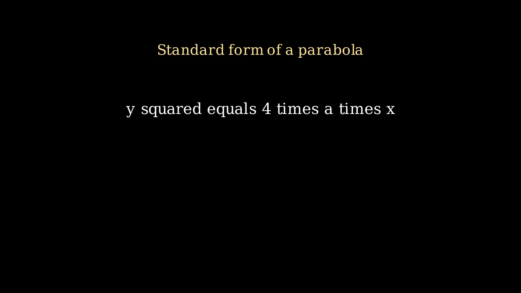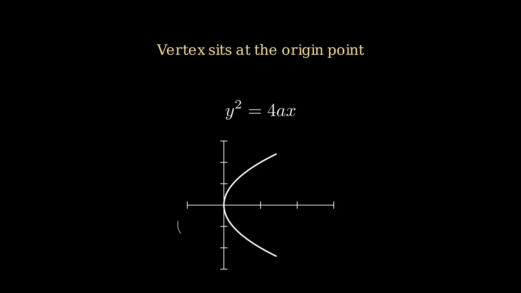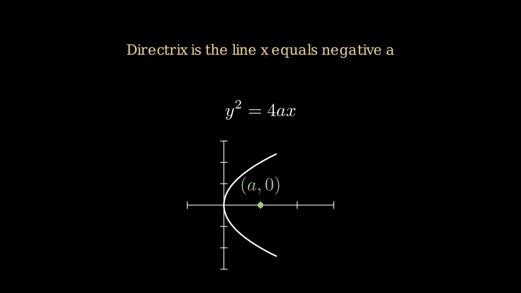Worked example, Part 1, the standard form of a parabola. In words, the standard form says y squared equals 4 times a times x. Feature 1, the vertex. For this standard form, the vertex sits at the origin, the point where x equals 0 and y equals 0. Feature 2, the focus. The focus sits on the x-axis at the point where x equals a and y equals 0. Feature 3, the directrix. The directrix is the vertical line where x equals negative a.